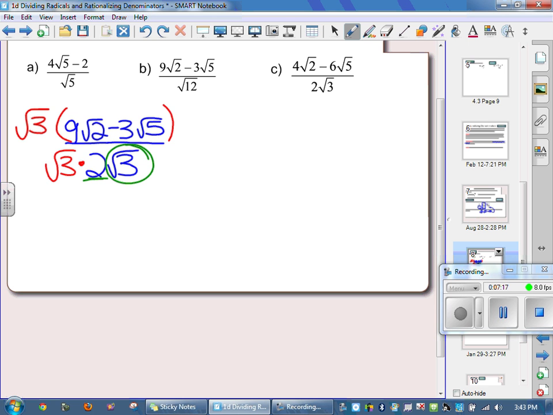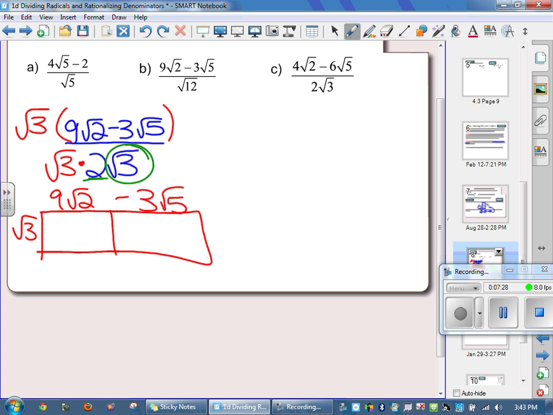Okay, so I can do a box for my top. My top is root 3 times 9 root 2 minus 3 root 5. Now let's do our actual multiplying. Since there's a hidden 1 out front here, he times this by the 9 to give me a 9. Root 2 and root 3 give me a root 6. So I have 9 root 6. Negative 3 times 1 gives me a negative 3. Root 5 times root 3 gives me a root 15. So my top simplifies to 9 root 6 minus 3 root 15.